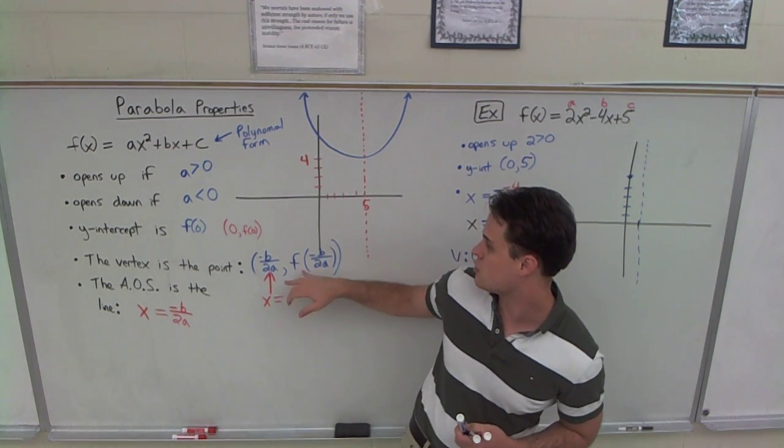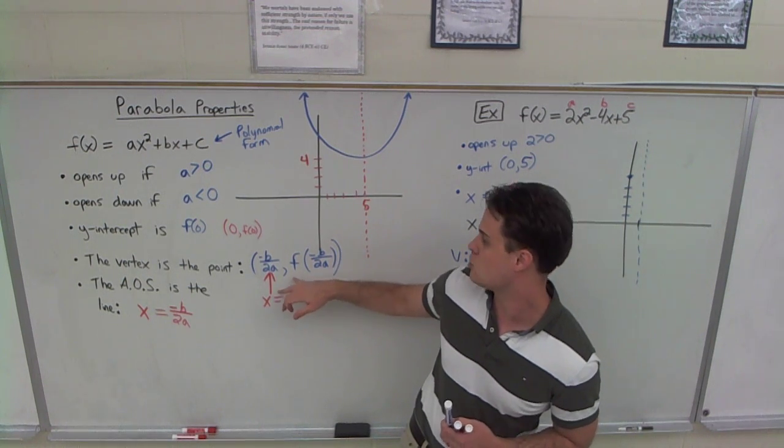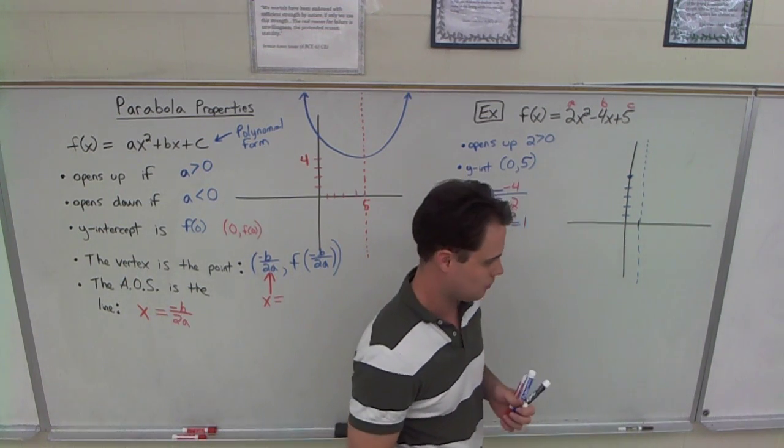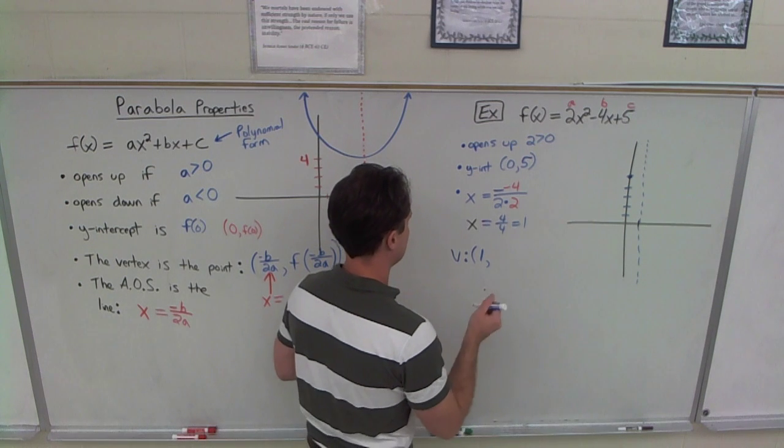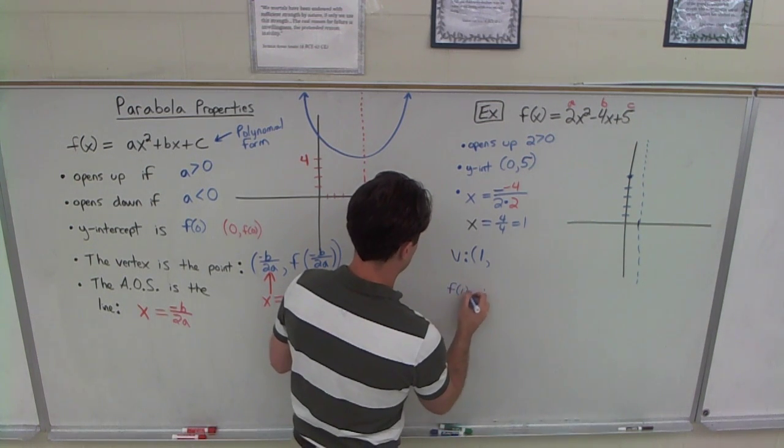Or you can go back over here where it says f of that vertex. Don't let this notation scare you. It's just plugging that point in. So I might need a little scratch work here. So I'm going to go f of 1.